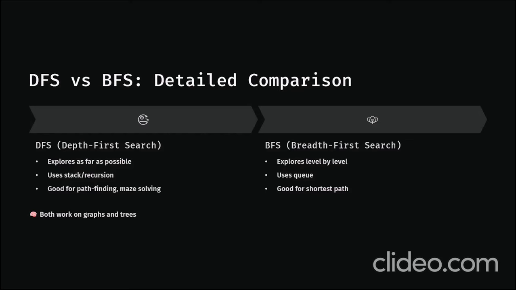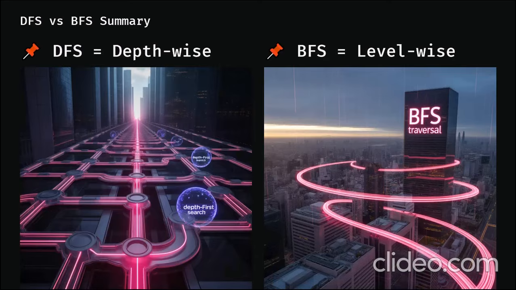So, in the DFS, depth first search explores as far as possible, uses stack, recursion, good for pathfinding, maze solving. While in the BFS, breadth first search explores level by level, it is using queues and good for the shortest path. Both work on graphs and tree.